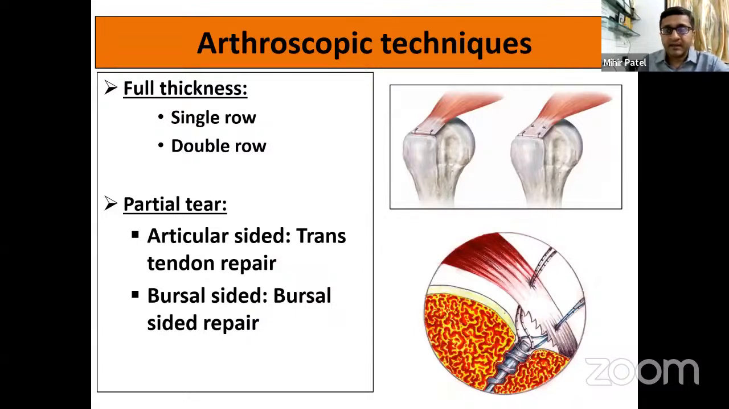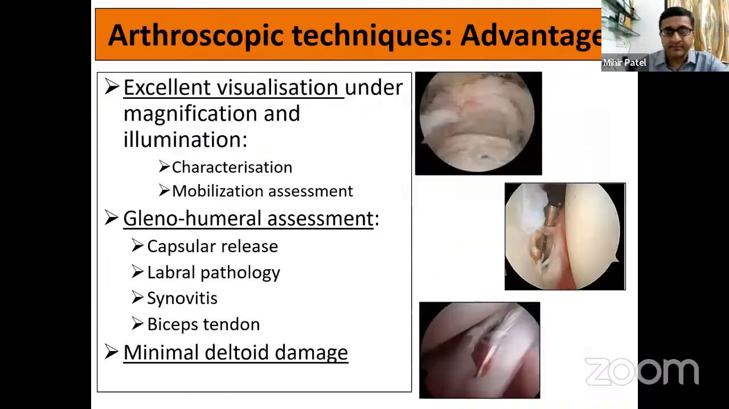So depending upon the type of tear you have, whether it is full thickness or partial thickness, you can do either a single row or a double row repair. And in a partial articular sided tear, you can do a transtendon repair, or on a bursal sided tear, you can do a bursal sided repair.